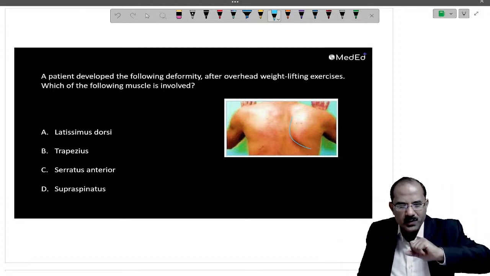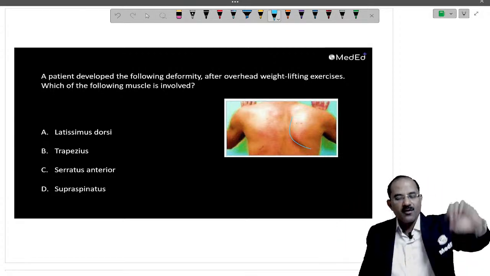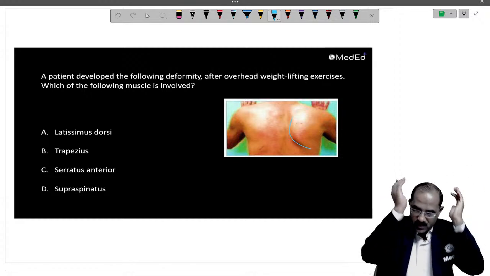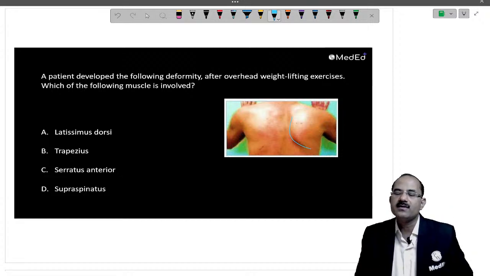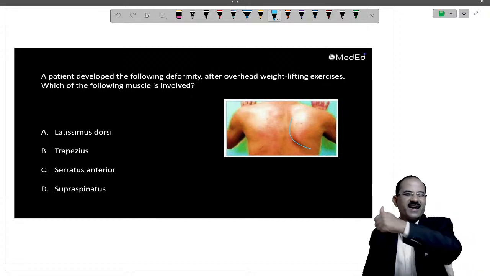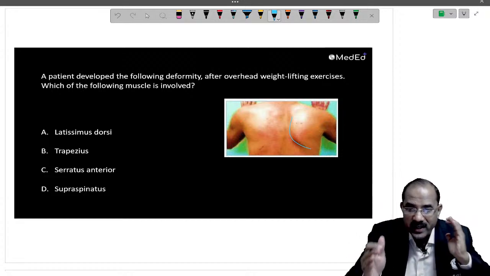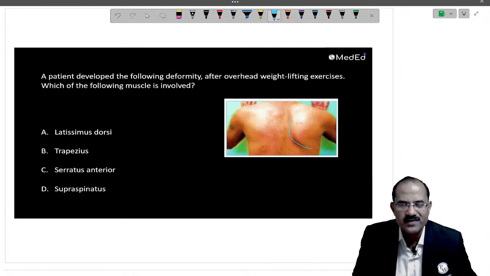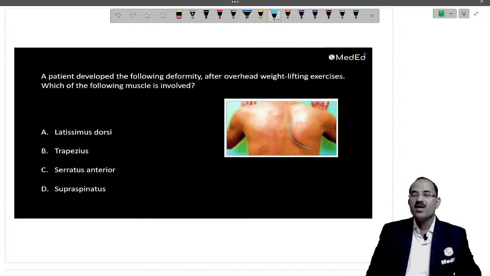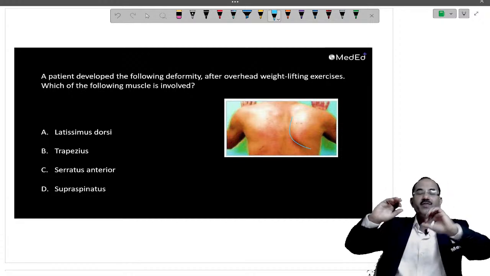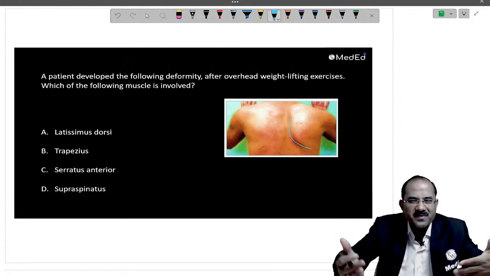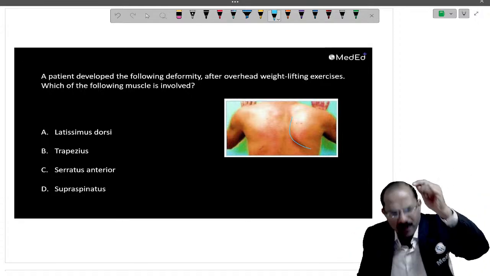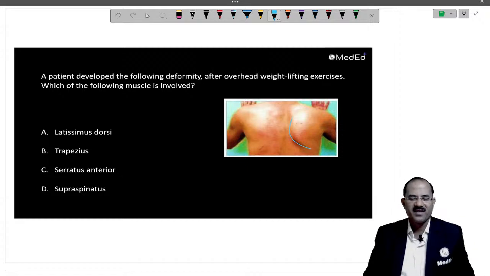A person comes to you. That's a winging of scapula. Winging of scapula is caused due to paralysis of two muscles: trapezius and serratus anterior. Now, how do we differentiate? We tell the person to push the wall, to begin a movement. When a person begins a movement and there's a winging of scapula, that's due to paralysis of serratus anterior.